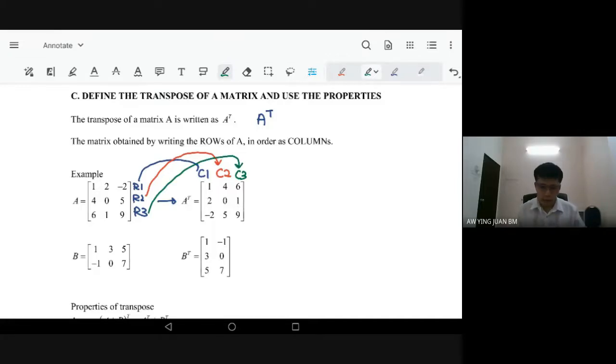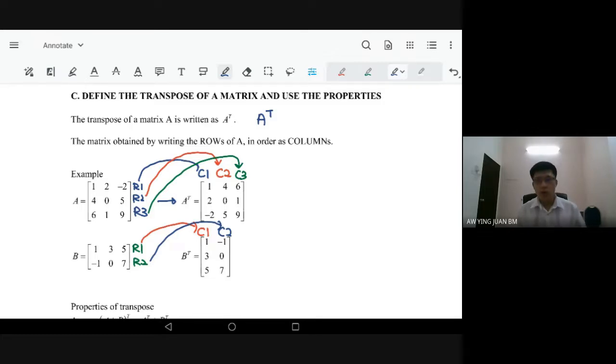So another example, we have row 1 and row 2. So B transpose means that row 1 becomes column 1. Next, column 2. So basically, that is the meaning of the transpose of a matrix.